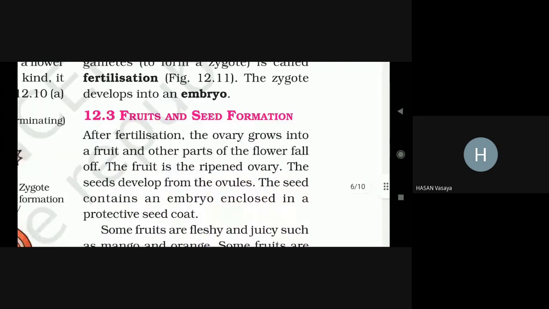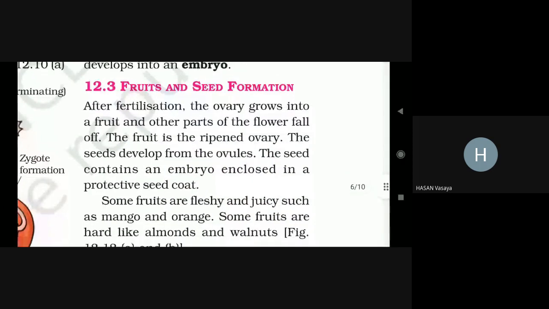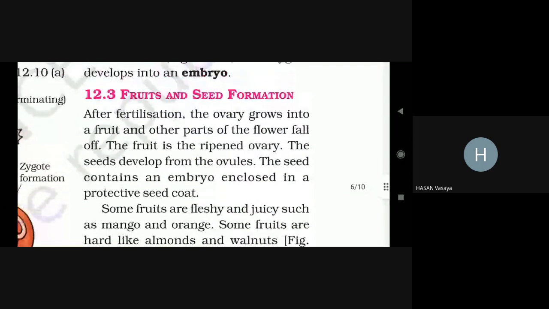Remember this point well. Now fruits and seed formation. Who will read now? Who will read? I will read. Good, go on, you read better.